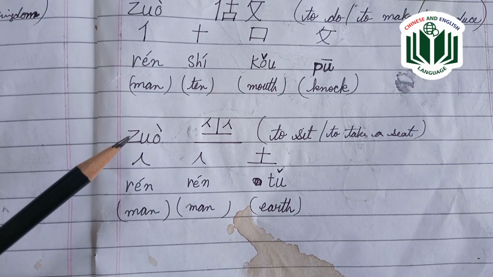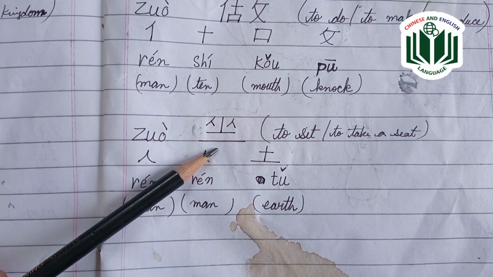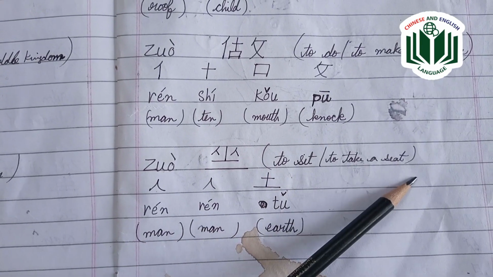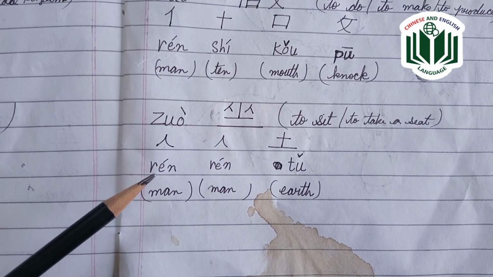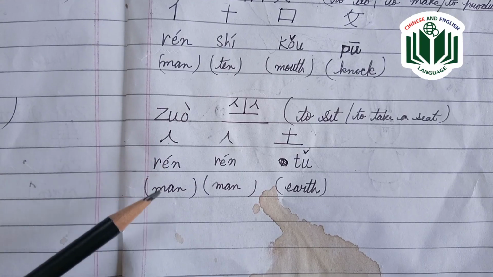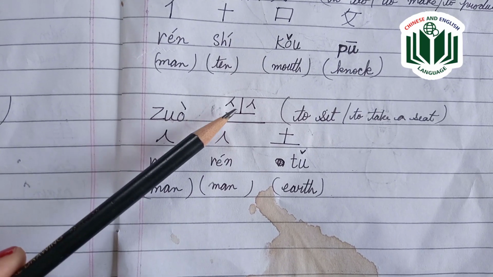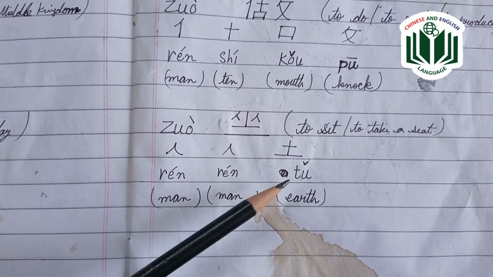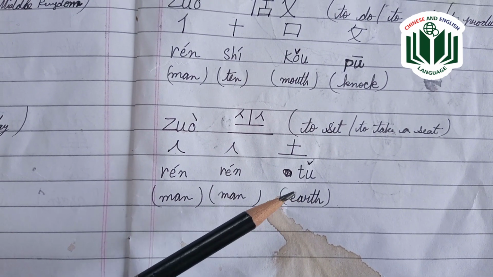And also zuò. It has a different character. It means to sit, to take a seat. The radicals are rén, which means man. This character has two radicals of rén. Rén, man, and tǔ, earth.